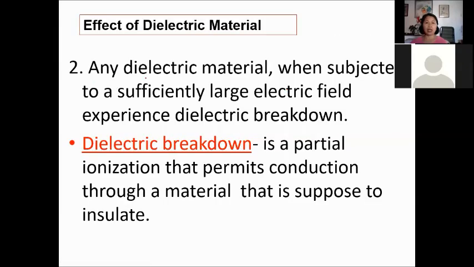So any dielectric material, when subjected to a sufficiently large electric field, experience dielectric breakdown. What is dielectric breakdown? It's a partial ionization that permits conduction through a material that is supposed to insulate.